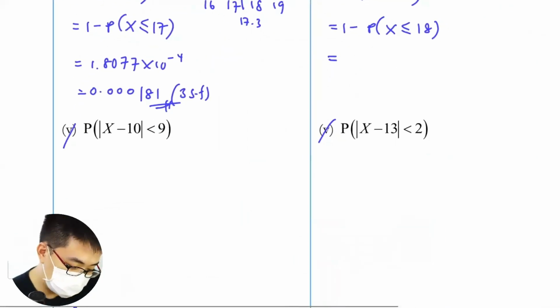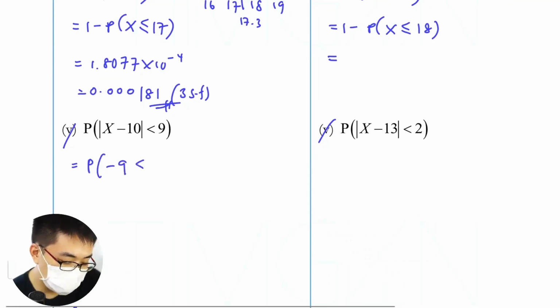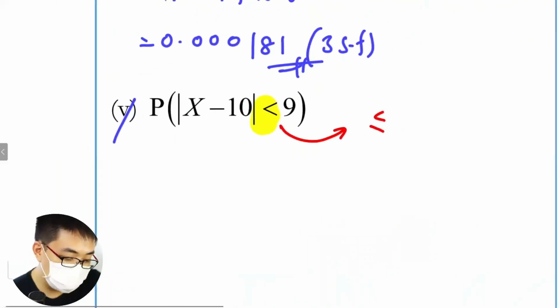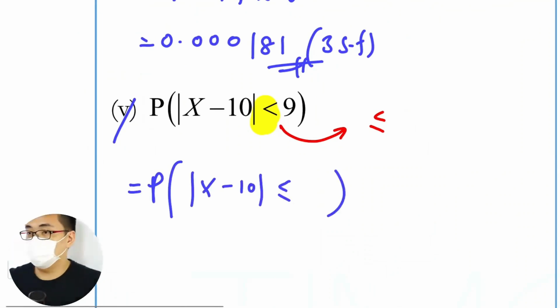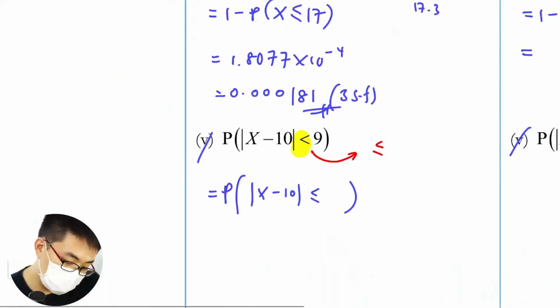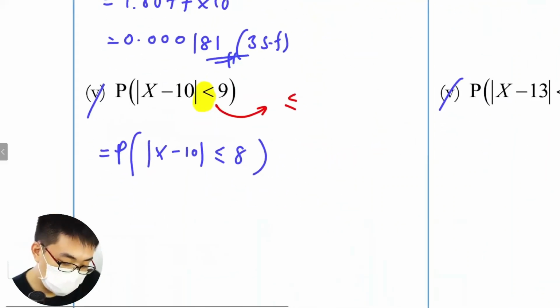Part 5 is 9. Okay, so this is what you do. I think this is easier. Minus 9 between. First of all, change this to an equal sign first, because this is 8, right? Change to less than or equal to. So if you want it to be less than 9, it has to be mod x minus 10 less than or equal to what? 8.